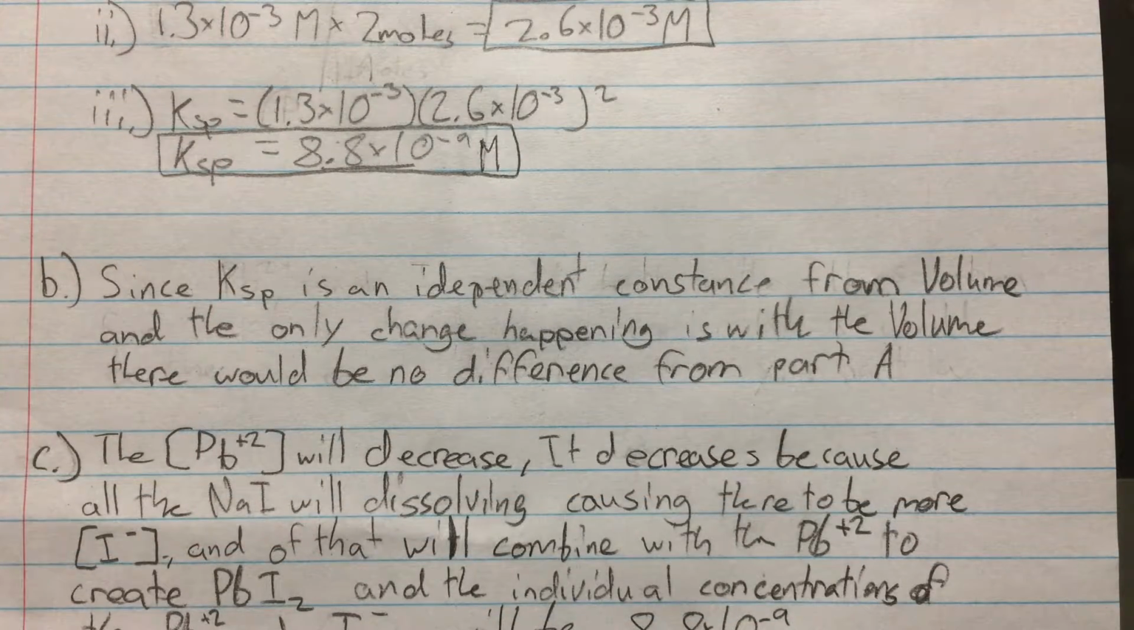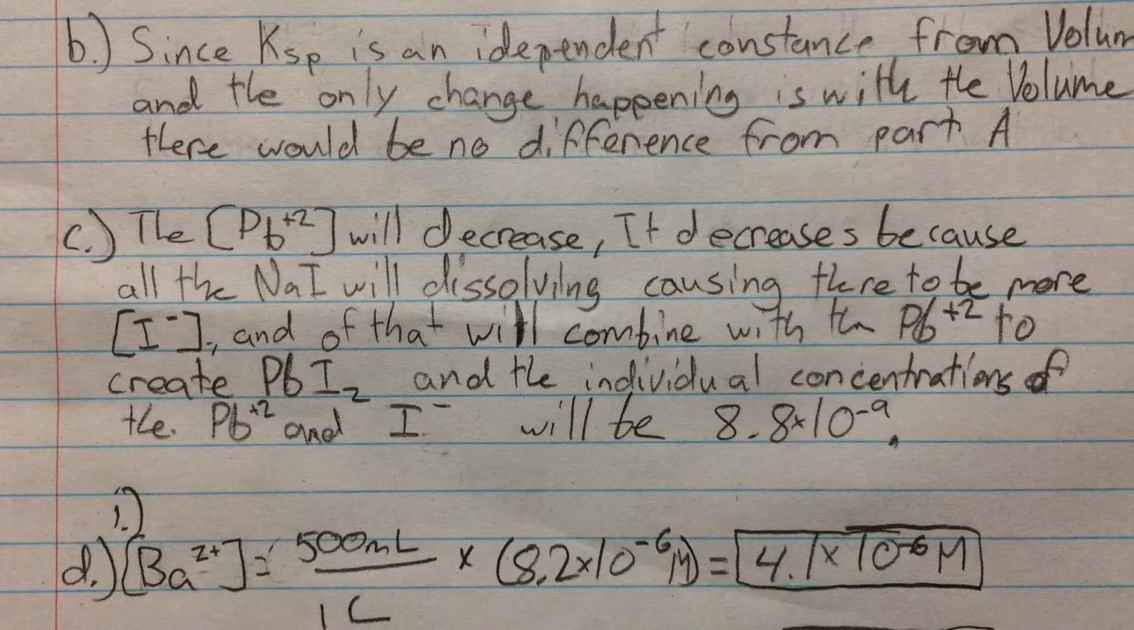So for part B, it asks, a saturated solution is prepared by adding PbI2 to distilled water to form 2 liters of solution at 25 degrees Celsius. It asks, what are the molar concentrations of Pb2+ and I- in the solution, and to justify our answer. So I said, since Ksp is a constant independent of the volume, and the only change happening is the volume, there would be no difference from part A in the concentrations.